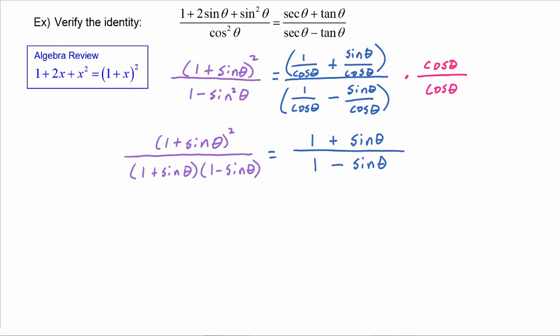And now we see that we can cancel this factor with one of these, and the left-hand side becomes 1 plus sine of theta divided by 1 minus sine of theta, which exactly matches the right-hand side. You don't need to write it again, just draw the arrow down, and you can say, therefore, verified.